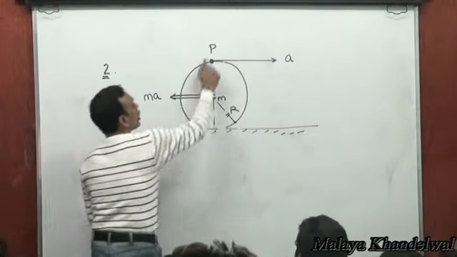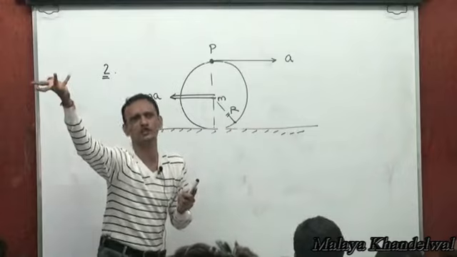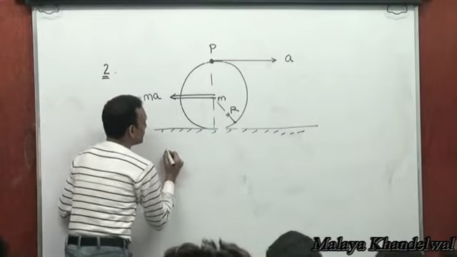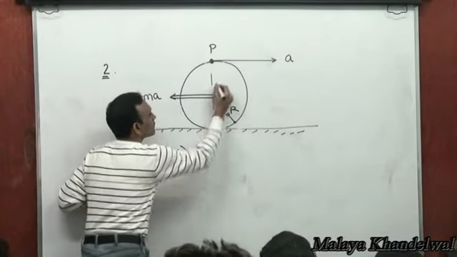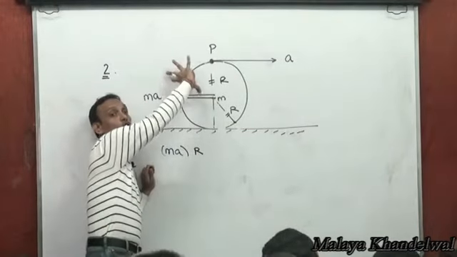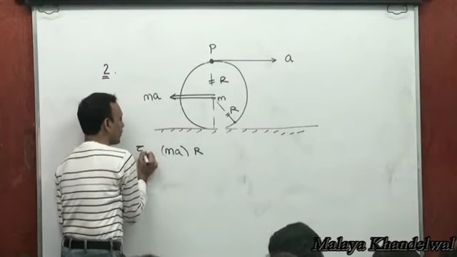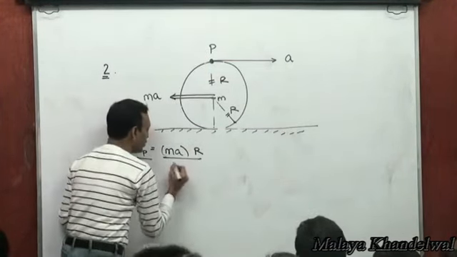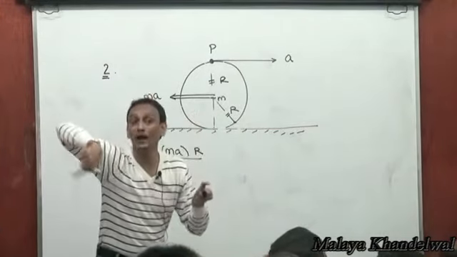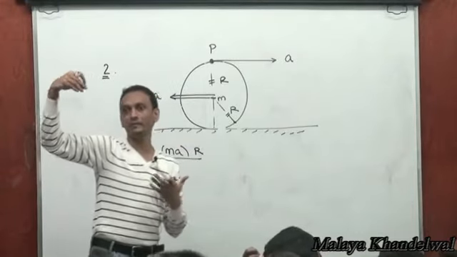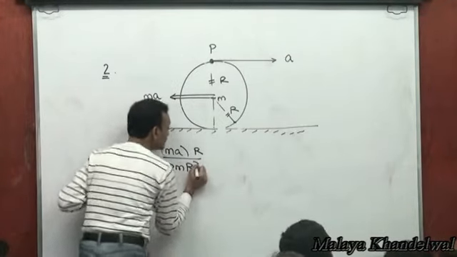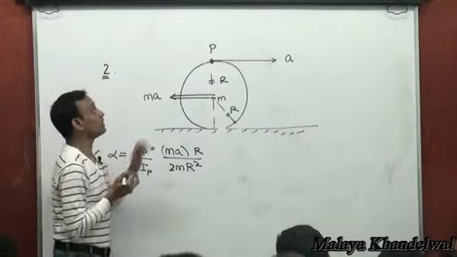So if I take torque about P, which is like a pseudo torque, loosely speaking, because of the pseudo force, then that's going to be ma into r. Ma into r is the clockwise torque about point P. This is torque about point P divided by I about P. I about P is mr squared plus mr squared, that's 2mr squared, right? If I'm taking torque about P, I'll have to take I about P, which is 2mr squared. Then that will give me the angular acceleration with respect to this frame.